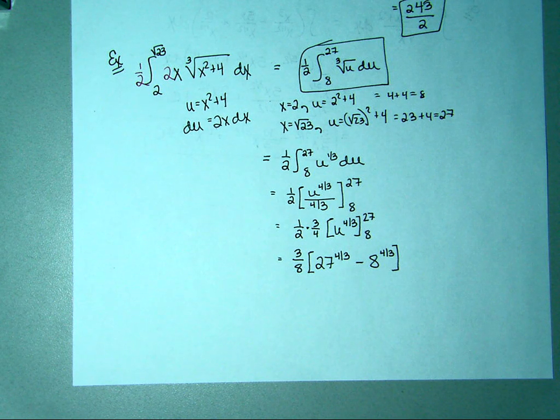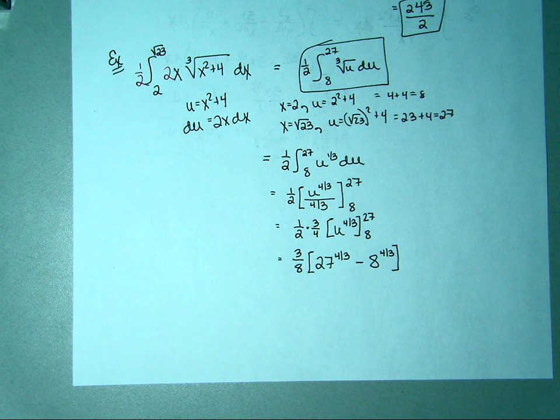I thought it would be easier just to move the 3/4 up front and just deal with a single u to the 4/3 than some fraction inside there as well. So I just said 3/8 times u to the 4/3 from 8 to 27. Marley, the final answer? Good.